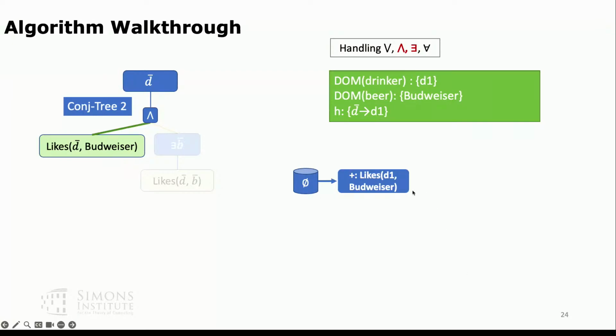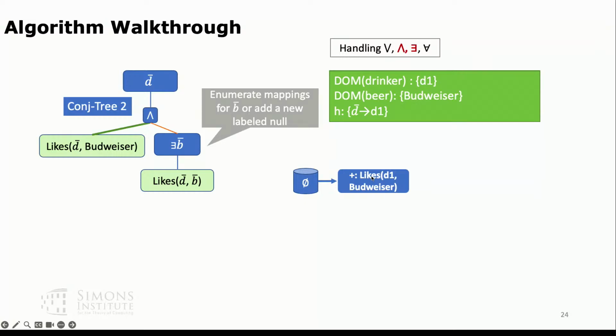Then, I have a simple conditional instance here, with only one tuple, D1 and Budweiser, in the likes relation. Then I'm checking whether this satisfies the query. So this one could be empty. I will check all the mappings for this new variable B. It could come from the existing domain, or it could be a new labeled null.